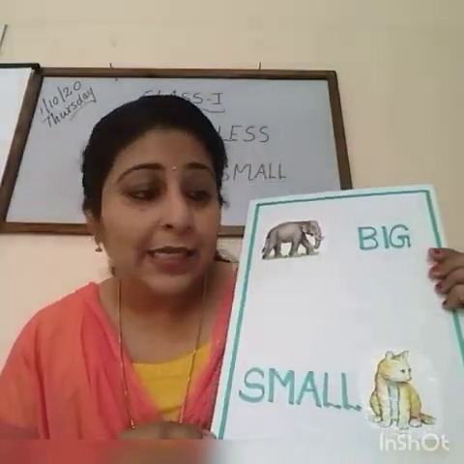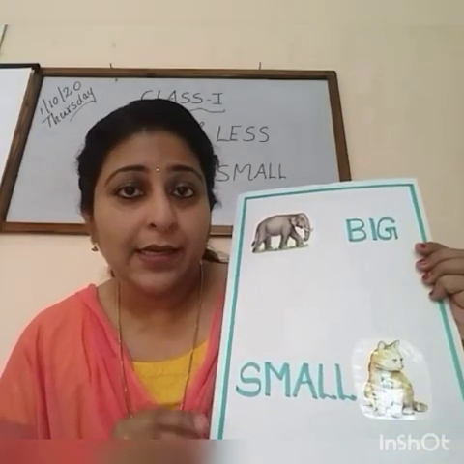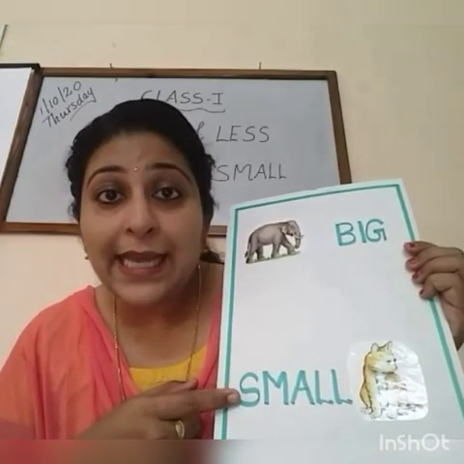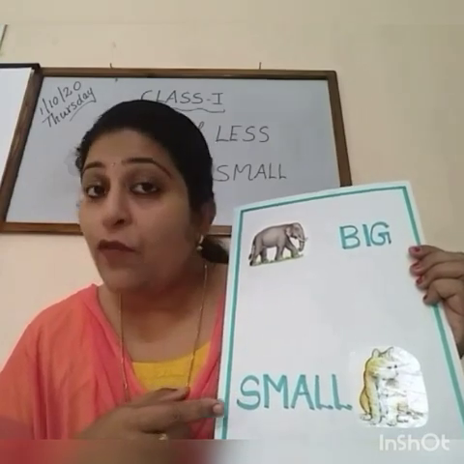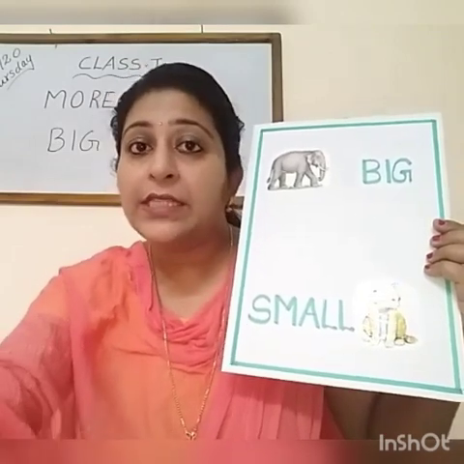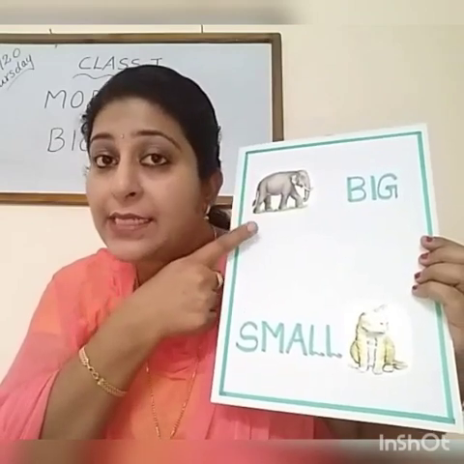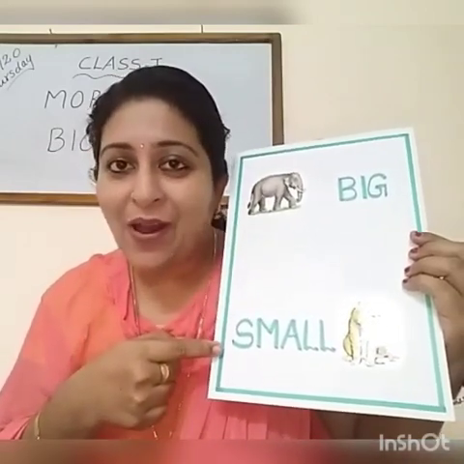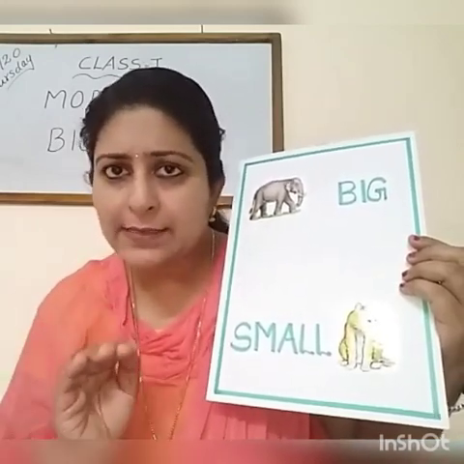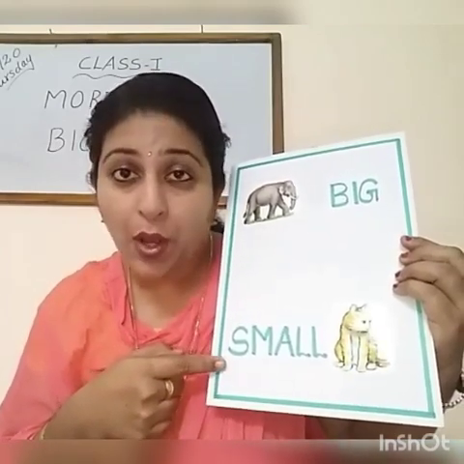Dear children, just see the pictures. Here there are two pictures. One is an elephant and another one is a cat, isn't it? Which is big, which is small? Can you say, children, which is big, which is small? Yes, an elephant is big, a cat is small, isn't it? So you know what is a big, what is a small. An elephant is big, a cat is small.